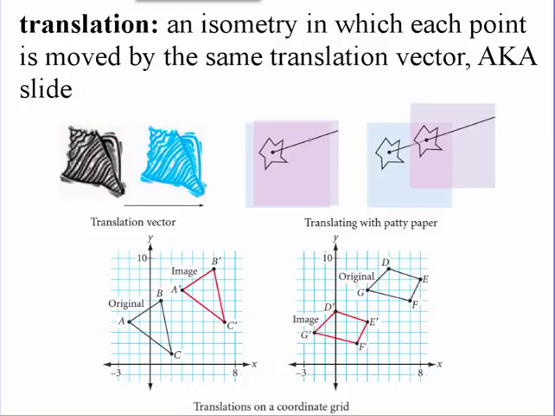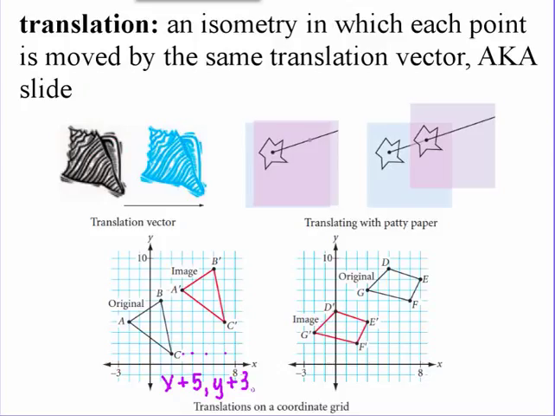So notice we have what's known as a translation vector here. That's actually the vector, how it's slid. So we've slid here from the black to the blue. We have a translation with the patty paper where you start with two of the same shapes. You just move the other one. And then translations on a coordinate grid basically means that you're going to translate them. In this case, in that first one, we're going over 1, 2, 3, 4, 5. So we've gone over to the right 5, and how far up have we gone? 3. So that would pretty much be like an x plus 5 and a y plus 3.